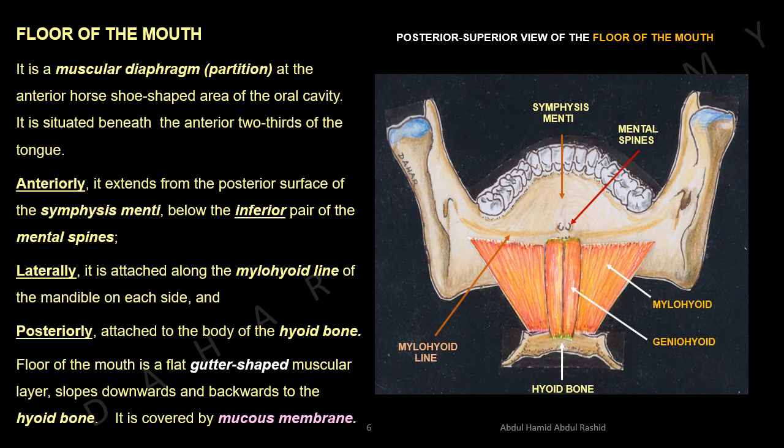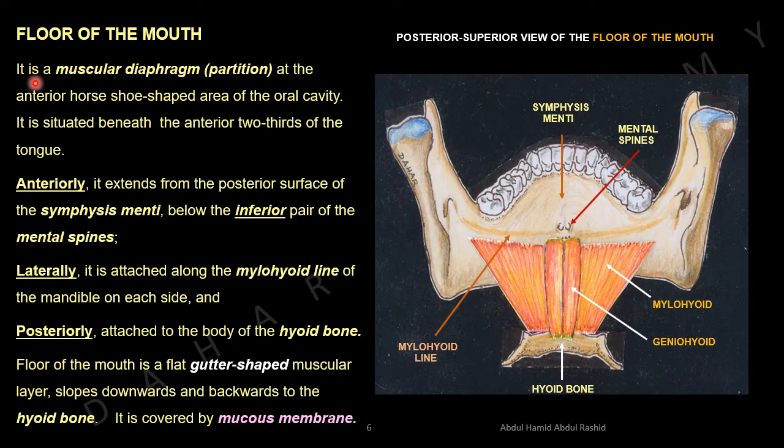Floor of the mouth. Look at the diagram. This is posterior view of the mandible and hyoid bone. This is symphysis menti. Here are two pairs of mental spines, superior and inferior pairs. This is mylohyoid lines, and this is body of the hyoid bone.